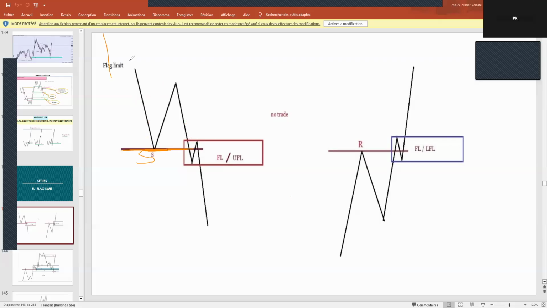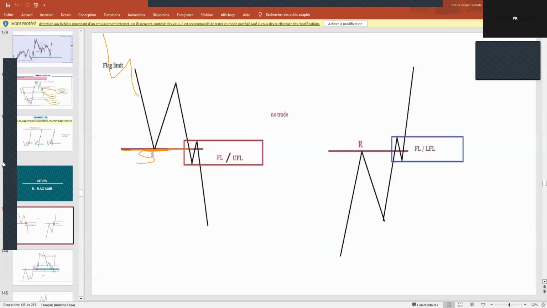Imagine price is going down from here, and this one also price is going up from here, and you have a level here. Price goes down, and after returning breaks that. So this one is resistance. What is the difference between an FTR and a flag limit?